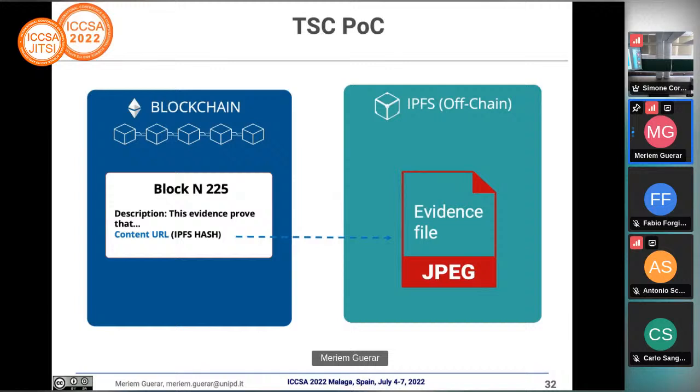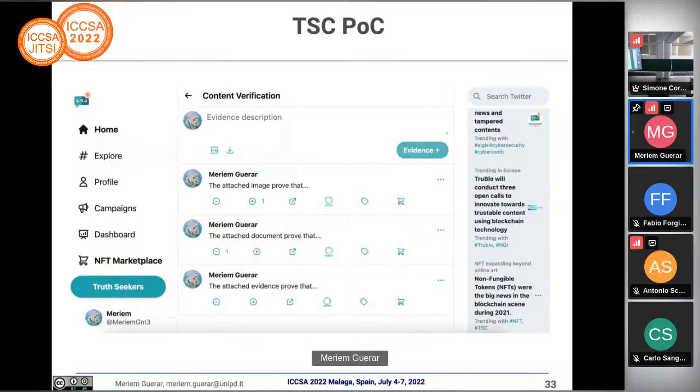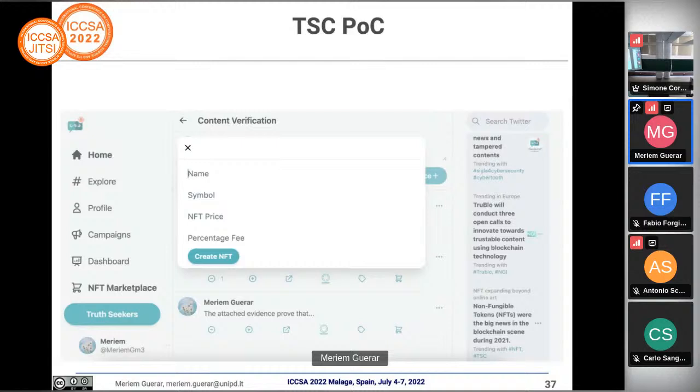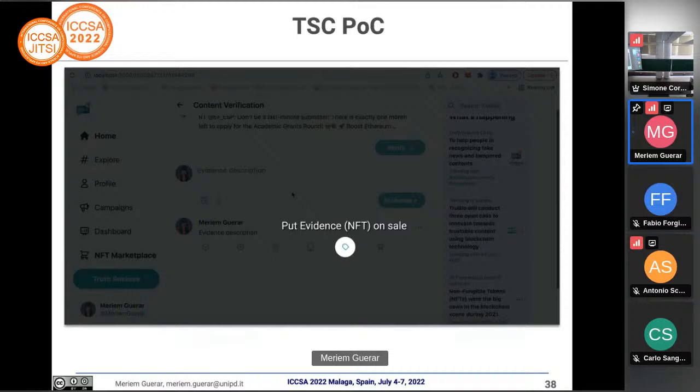This figure shows a list of three evidence with description. The user can rate the evidence, but before that he can open the file and check its contents. And he can also tokenize evidence by creating an NFT by filling this form. After that, the user can put their NFTs on sale to allow the others to purchase them using this button.